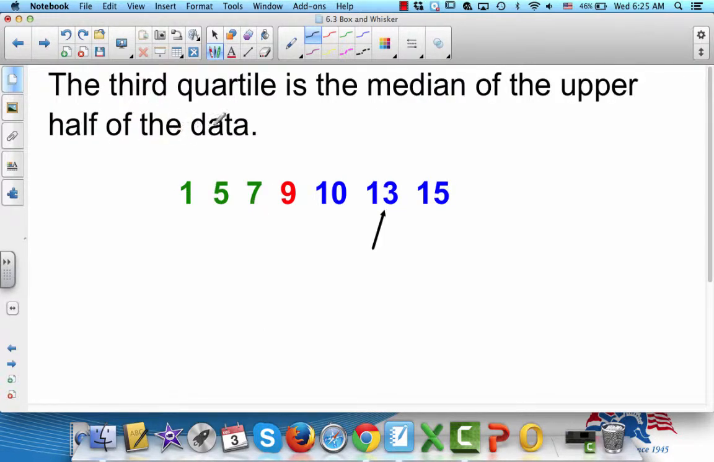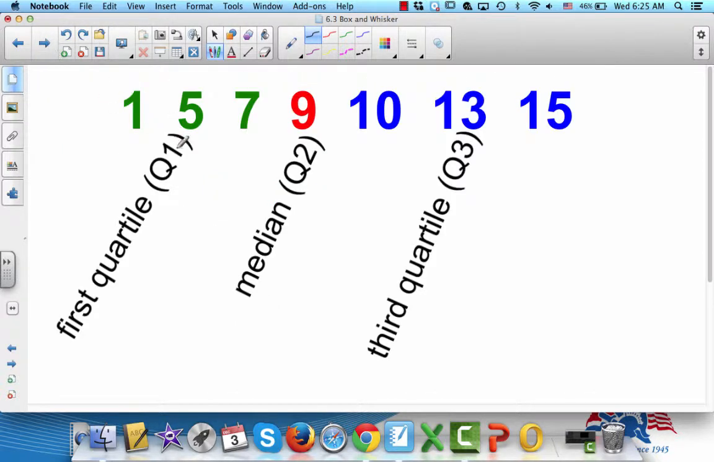To find the third quartile, let's write this down first. This is quartile number 1. This is quartile number 2, or the median. And then for quartile number 3, mark off the 10 and the 15, and you're left with the 13, and that is quartile number 3. So this is what we're left with: first quartile of 5, the median, or quartile number 2, is 9, and the third quartile is 13.